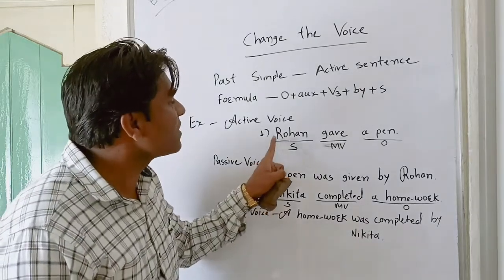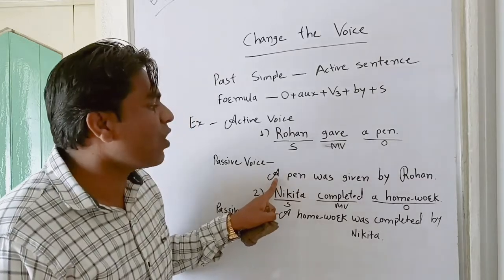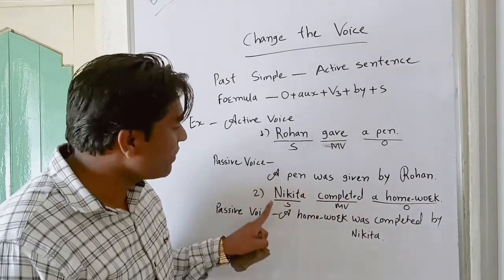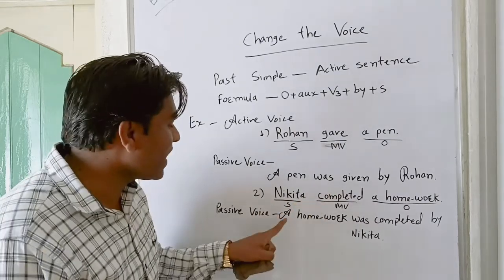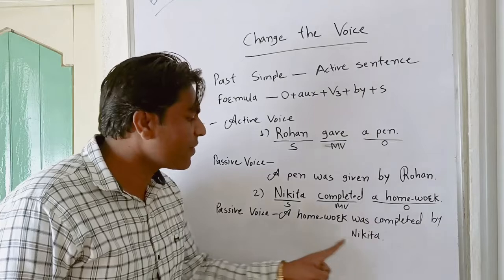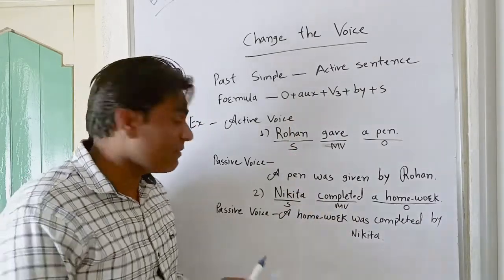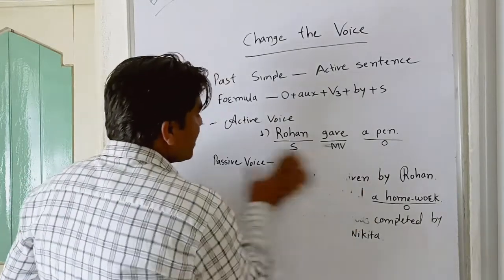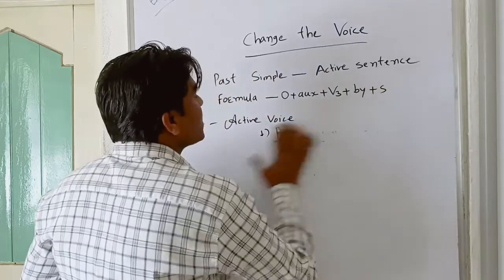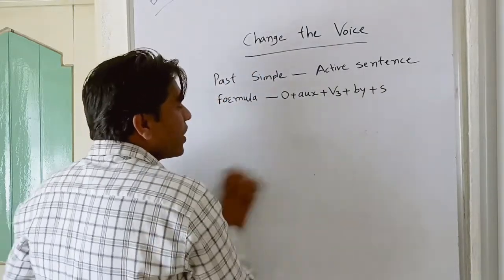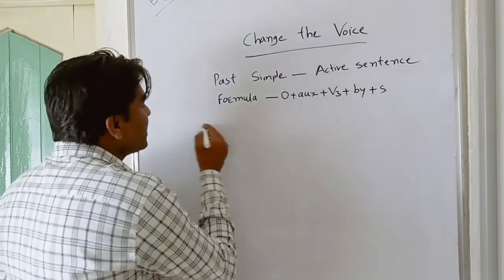The first sentence, Rohan gave a pen, is in active voice, and we made it like this: A pen was given by Rohan. Then we saw another example. Nikita completed a homework. We make it like this: A homework was completed by Nikita. Okay, so these two examples we learned. Now let's see the next examples, and through the examples we can understand how to make passive sentences more and more. Okay. Yes, sir. Then the next example is here.